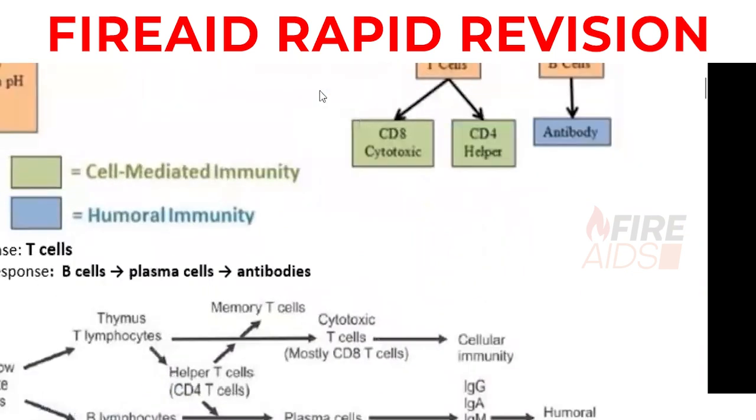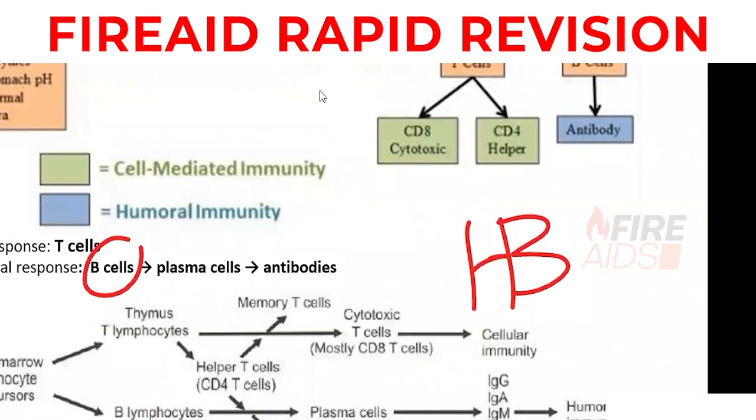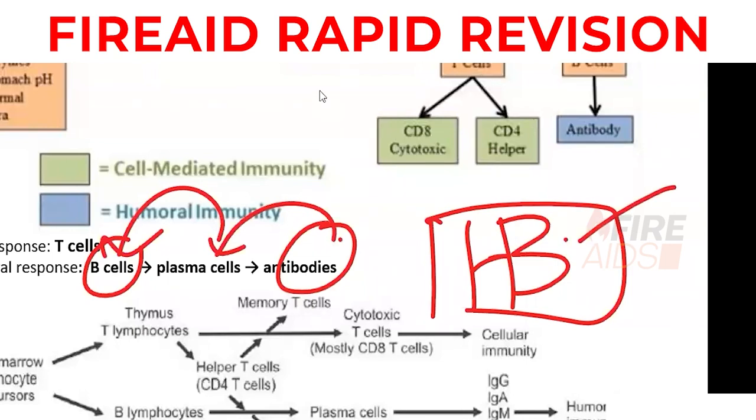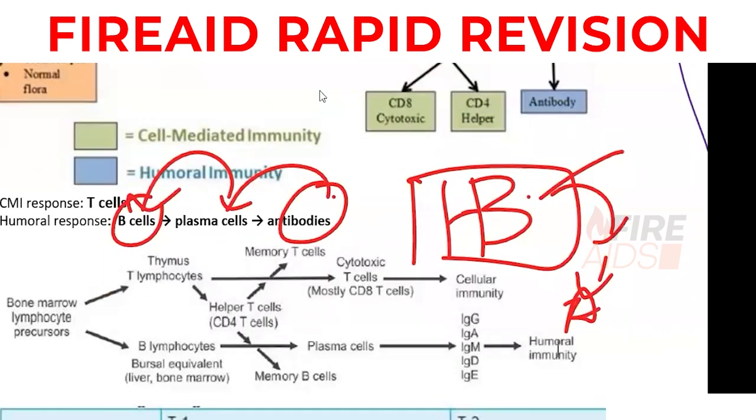Then the HB is not only for bacteria. Another B to remember is the B cell, because we said antibodies. The precursor of antibody is the plasma cell, the precursor of which is the B cell. So if you remember HB, your exam should go smooth. B is for B cell produces plasma cell produces antibodies. Whereas CMI is for T cells, cell mediated cytotoxic, so T cells. CMI T cells, humoral B cells. HB means C is going to be T.